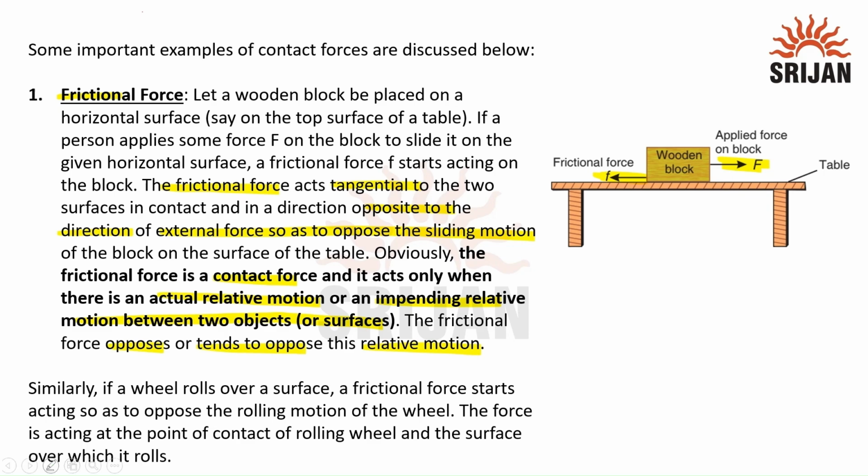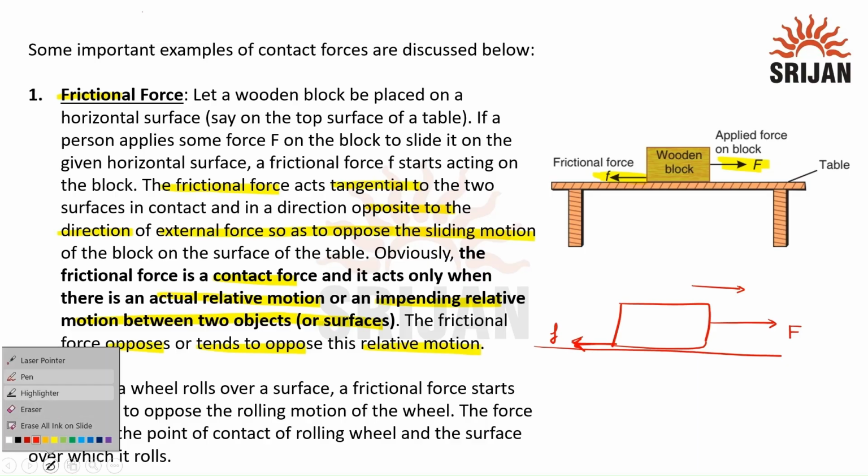So for example, there is a block which is kept on a rough surface. The surface is rough and we apply some force on this object. This object has a tendency to move in the rightward direction because of that external force. To oppose this motion, frictional force will be applied and will oppose this tendency of motion. So frictional force will be applied in this direction. That is what is written here.